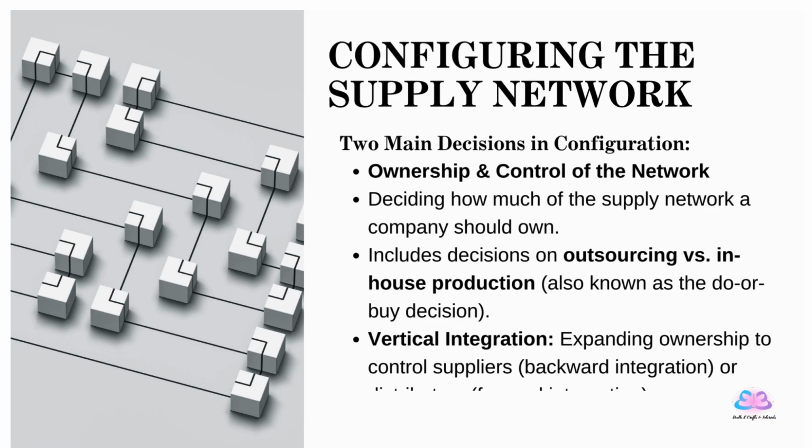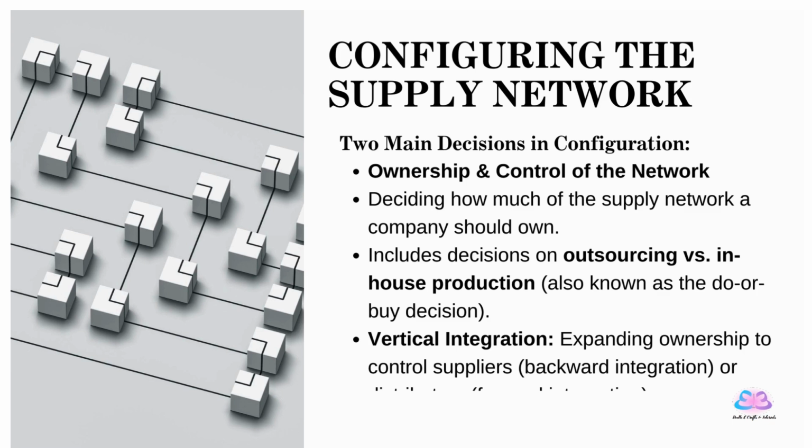Outsourcing can reduce cost but may lead to less control over quality and lead times. In-house production offers greater control but requires more investment. Vertical integration: companies may choose to expand ownership within their supply chain. Backward integration means taking control of suppliers to secure raw materials and reduce dependency. Then the forward integration, which means controlling distribution channels to get closer to end customers.